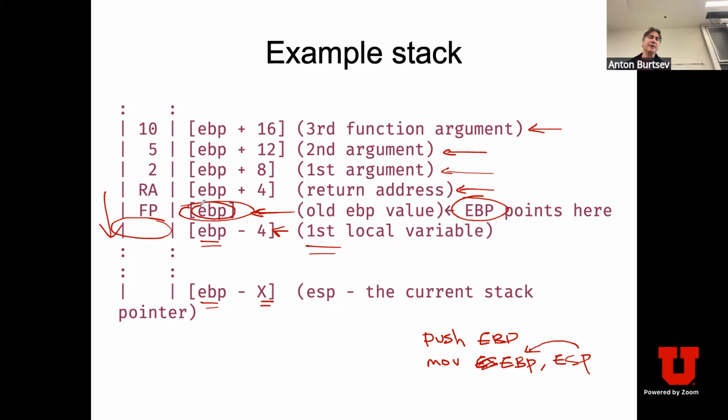If you just do something like move into register EAX the value at EBP, you're essentially loading this value. Is it clear? This is how the stack is maintained, and the two registers, EBP and ESP, are maintained as well. Any questions about this?